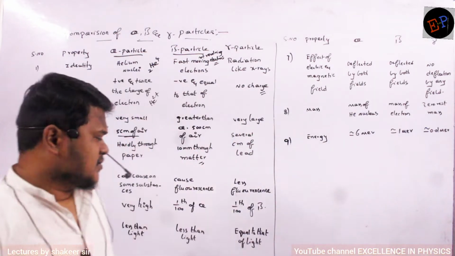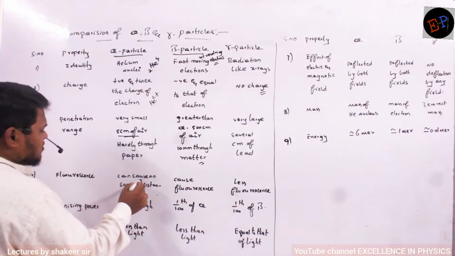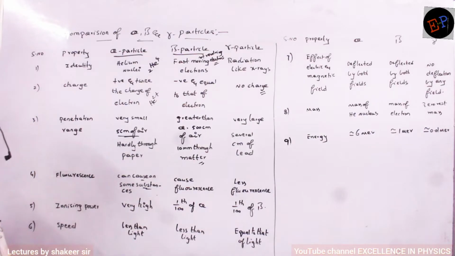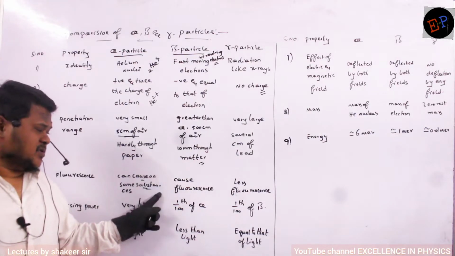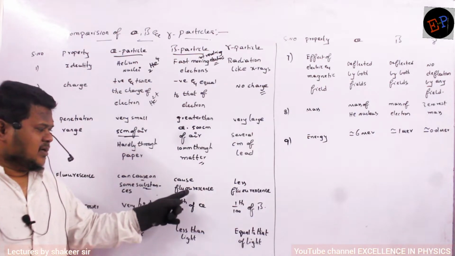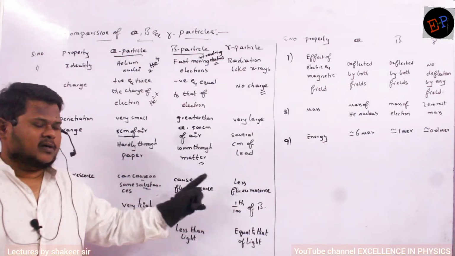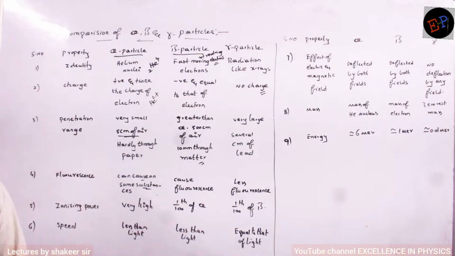Clear now? So now let us see the fluorescence of alpha, beta and gamma. Alpha can cause fluorescence only on some substances. So when alpha particles strike some substances like zinc sulfide, then it can create a bright spot. And beta particles definitely can cause fluorescence. And gamma particles' fluorescence is very, very less. Okay, that's it.